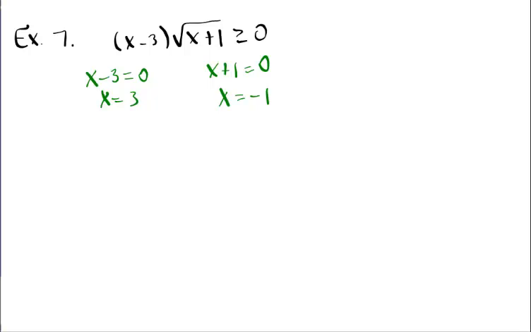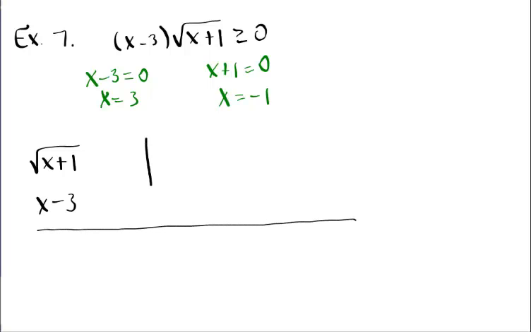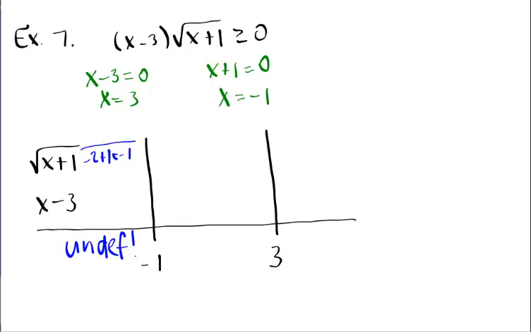So when I make my sign chart, I've got the square root of x plus 1 and x minus 3. So I'd use negative 1 and 3 for my zeros. But we're going to be undefined here. The reason is because any number that we put in right here, negative 2 plus 1, that's a negative 1. You cannot take the square root of this. You can't do it. So anything in this column is undefined.